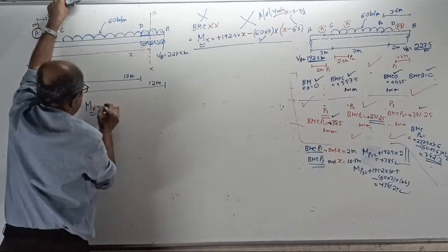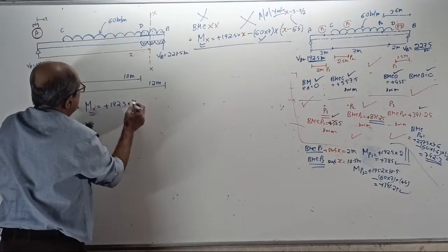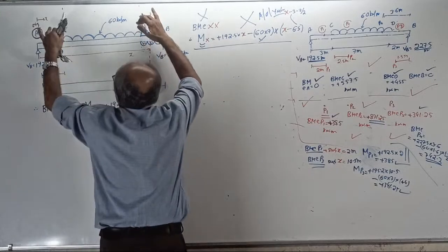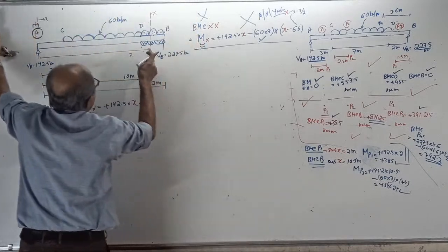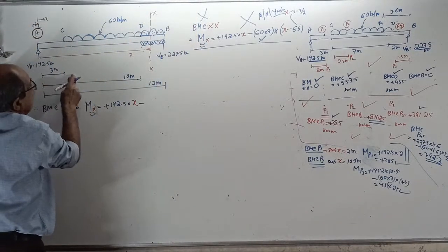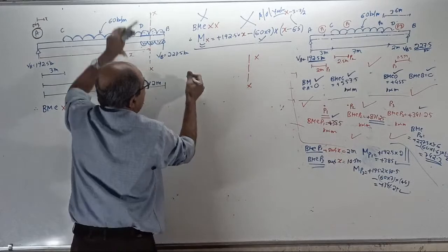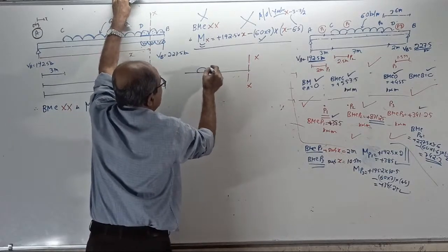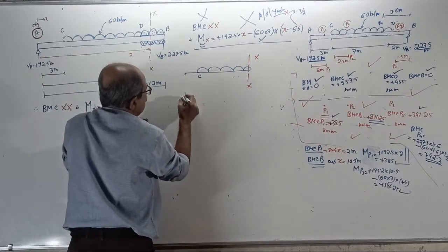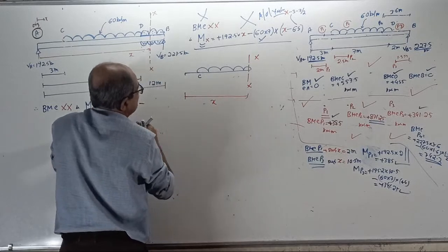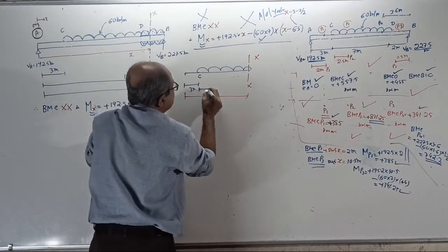192.5 into x, plus 192.5 multiplied by x, minus 60 kilonewton per meter for up to here. This is x, this is 3. I will put a sketch here. Your x-axis is here. Your UDL is like this now. This point is C. This is your x. This is your 3 meter. Therefore, tell what is this length.